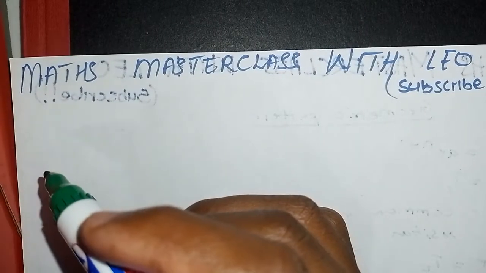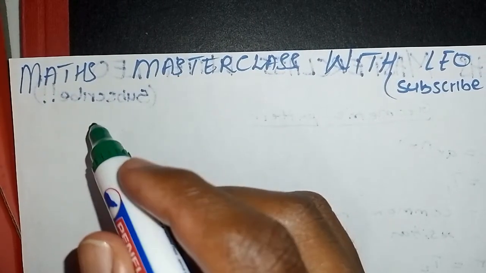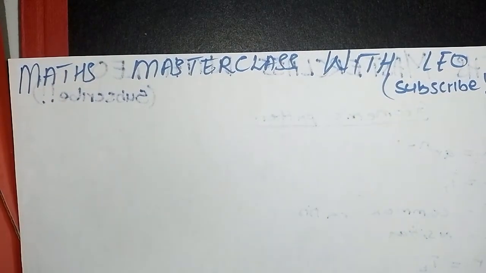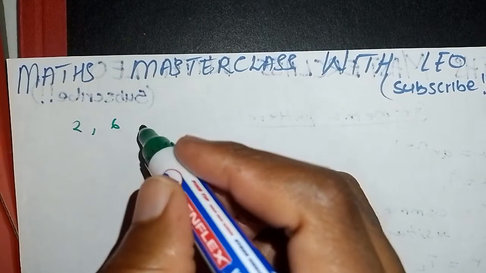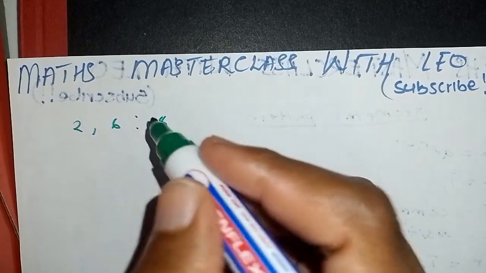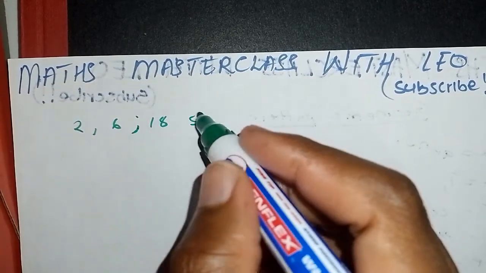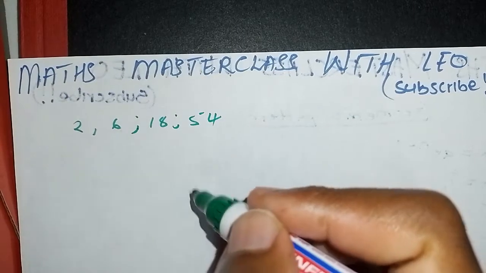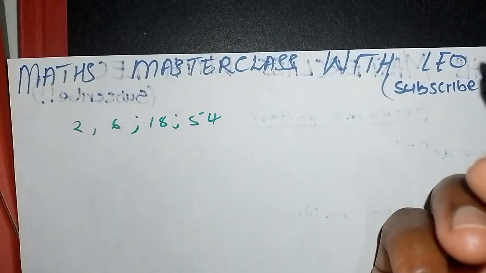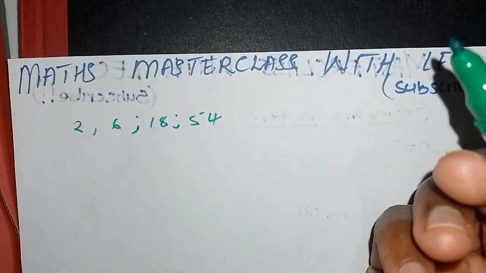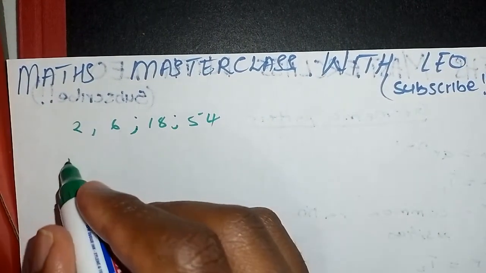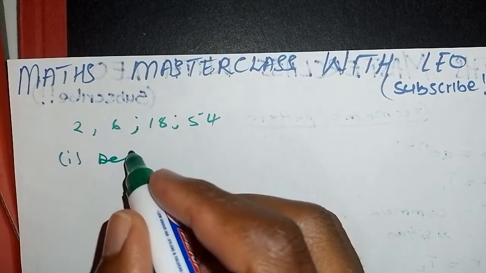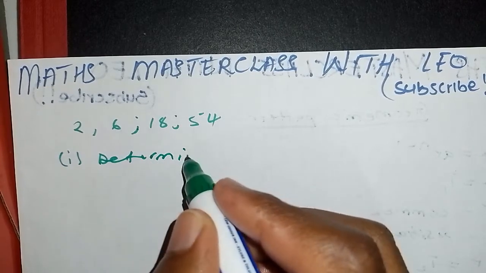Let me just take a quick question about geometric. Okay, we have our question. It's given us the pattern 2, 6, 18 and 54. This is definitely a geometric pattern, since you are doing geometrics. Now the first question says we need to determine the next two terms.